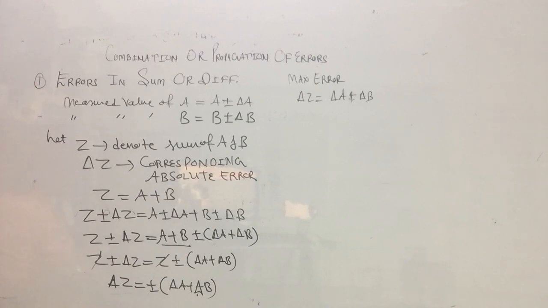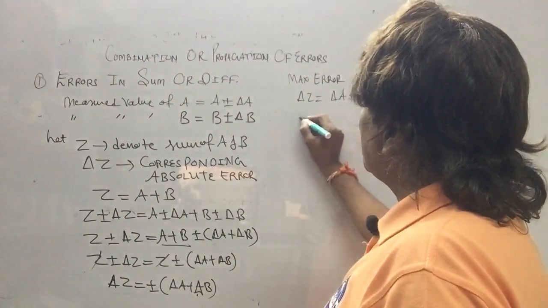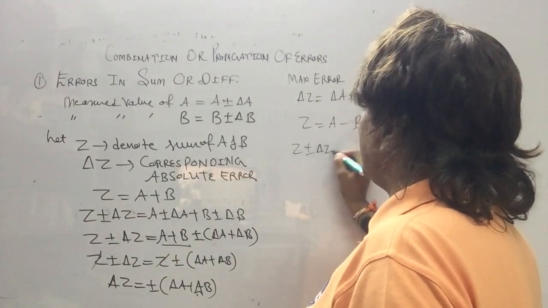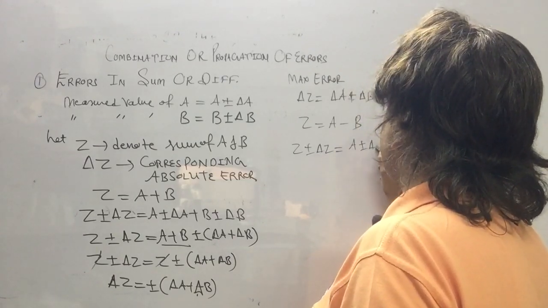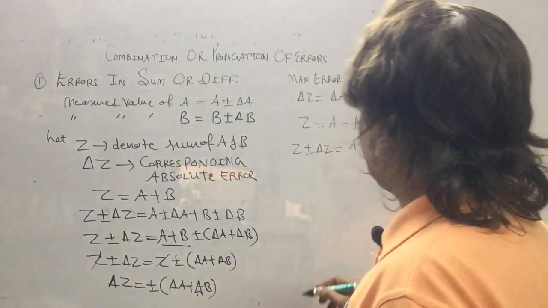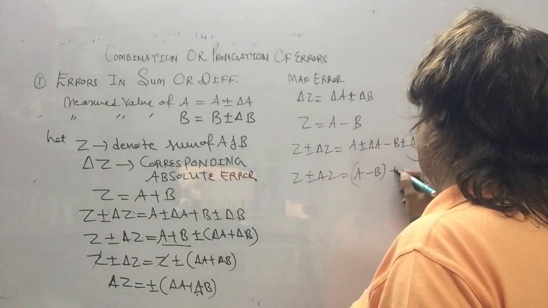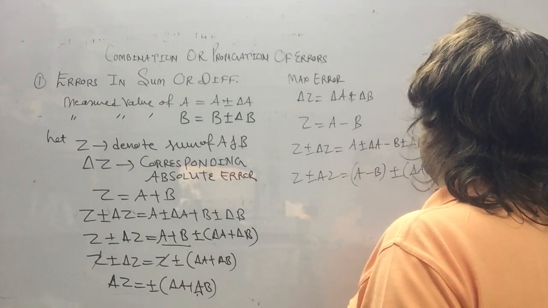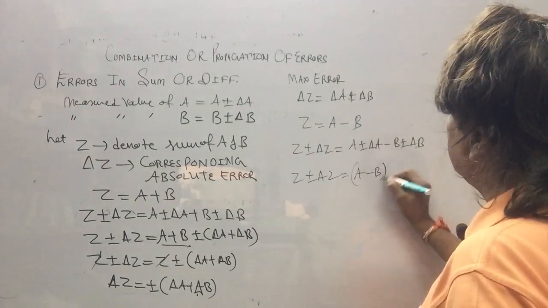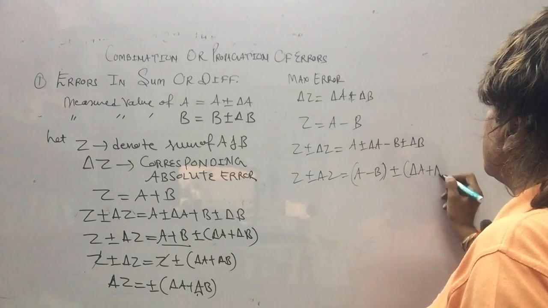Interesting. Yes, sir. Should I prove it? देखो, Z is equal to A minus B. Z plus minus delta Z, A plus minus delta A, minus B plus minus delta B. Z plus minus delta Z, A minus B plus minus delta A common, delta A plus delta B.